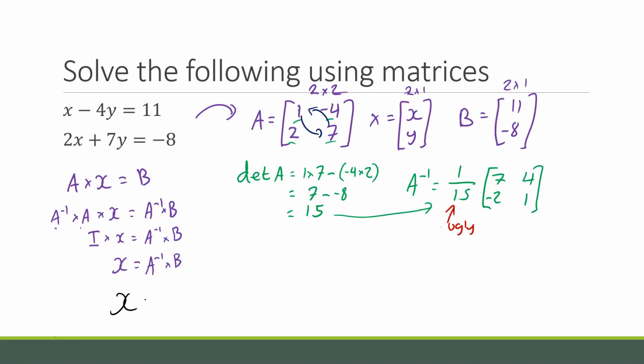So what we can do is we can say x equals, the inverse of A is 1 over 15 multiplied by 7, 4, negative 2, 1. And then we've got B, which is 11, negative 8. Now, again, I'm still going to leave this 1 over 15 at the front, but I can now say this is going to make this.